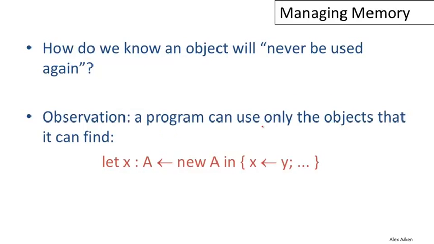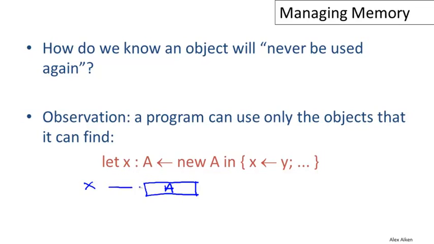Most of the garbage collection techniques that are out there today rely on the following observation: a program can only use the objects that it can find. And what do we mean by that? So I'm going to switch colors. Let's take a look at this piece of code. What's going to happen? When we execute this, the first thing that happens is we allocate an A object, and it's assigned to X.